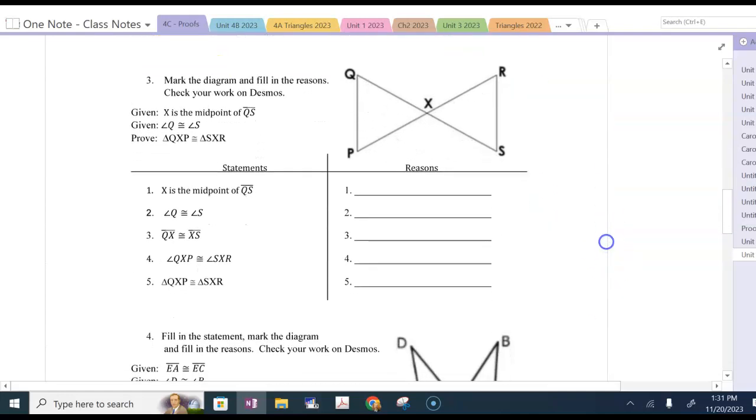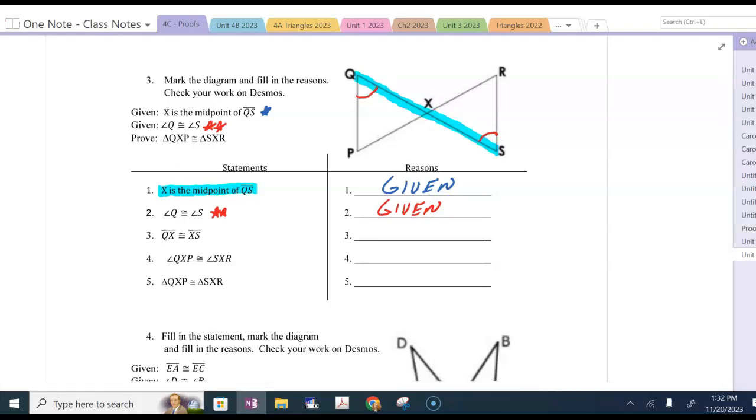Now let's take a look at problem number 3. The first thing I'm told is X is the midpoint of QS. And the reason is given. I'll put a little star next to that. The second given, I'll put 2 stars, is angle Q is congruent to angle S. So I'll put these red marks.